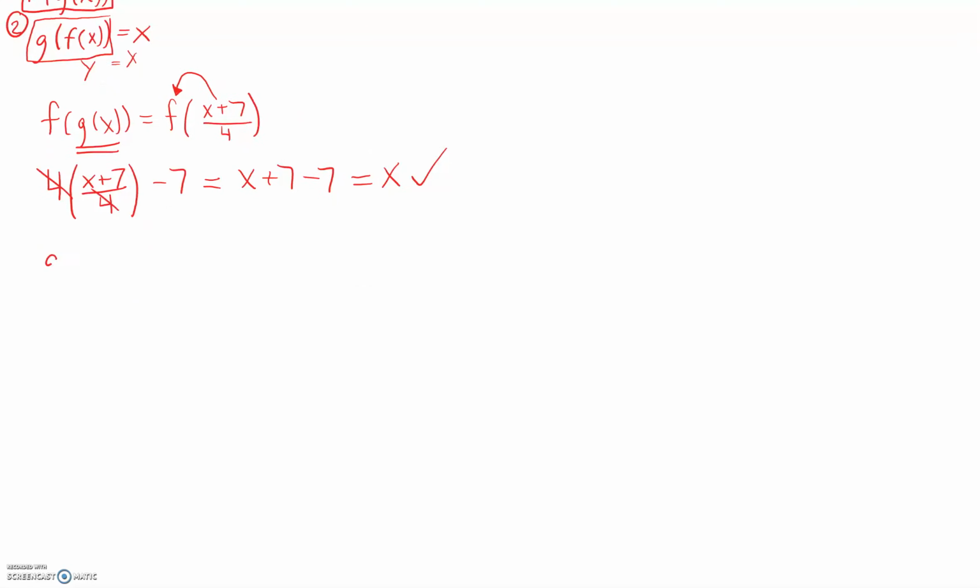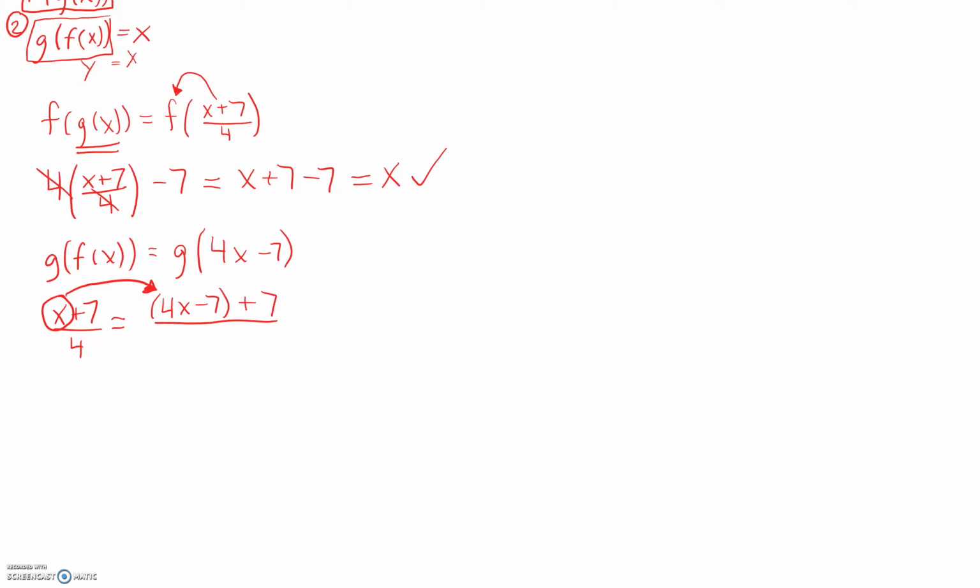The other one we have to check is g of f of x composition. Same idea. We're taking the function g and we're going to input 4x minus 7. So now we have the function x plus 7 over 4, and we want to input this new function f. So let's put that in parentheses to say that whole thing is the input right here. New input is that function plus 7.